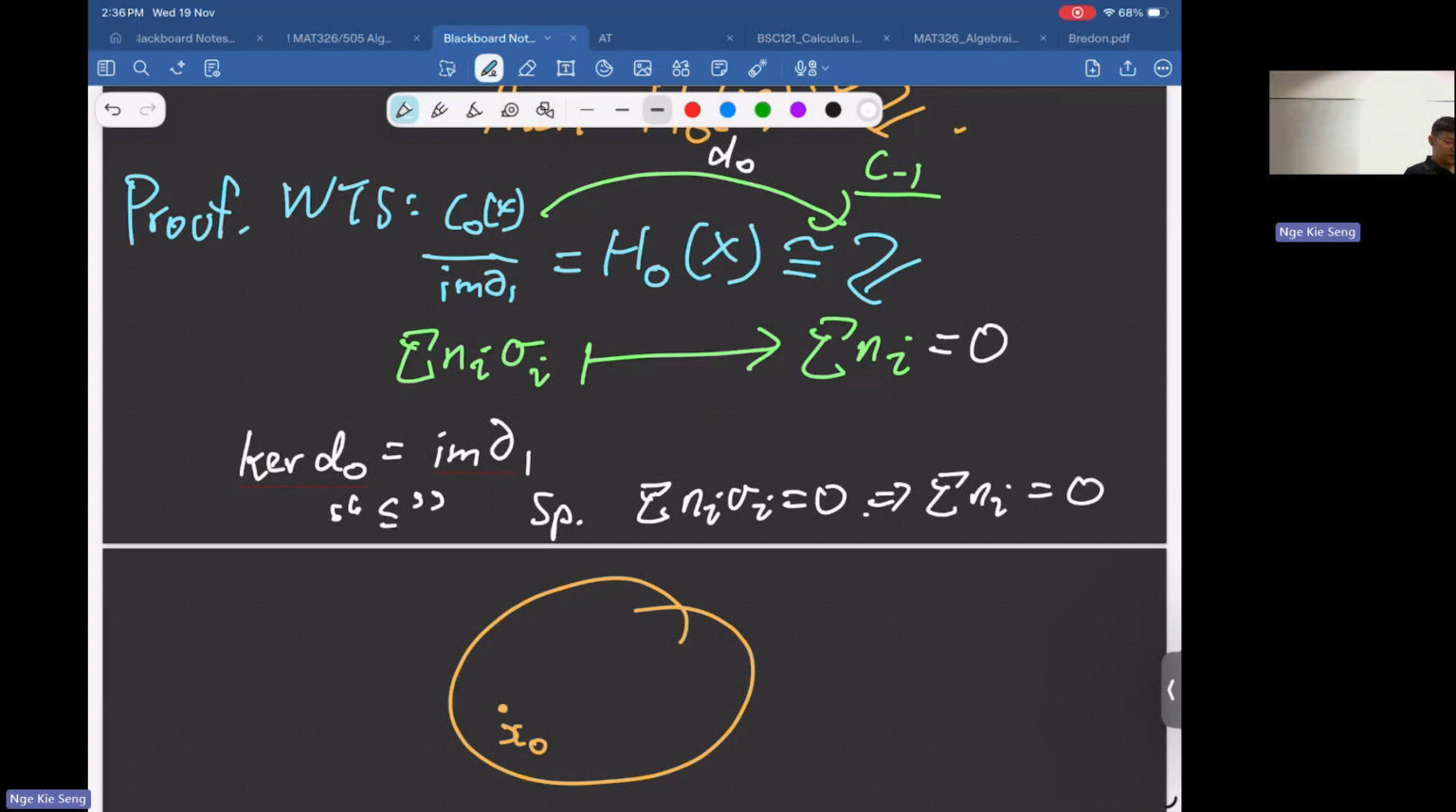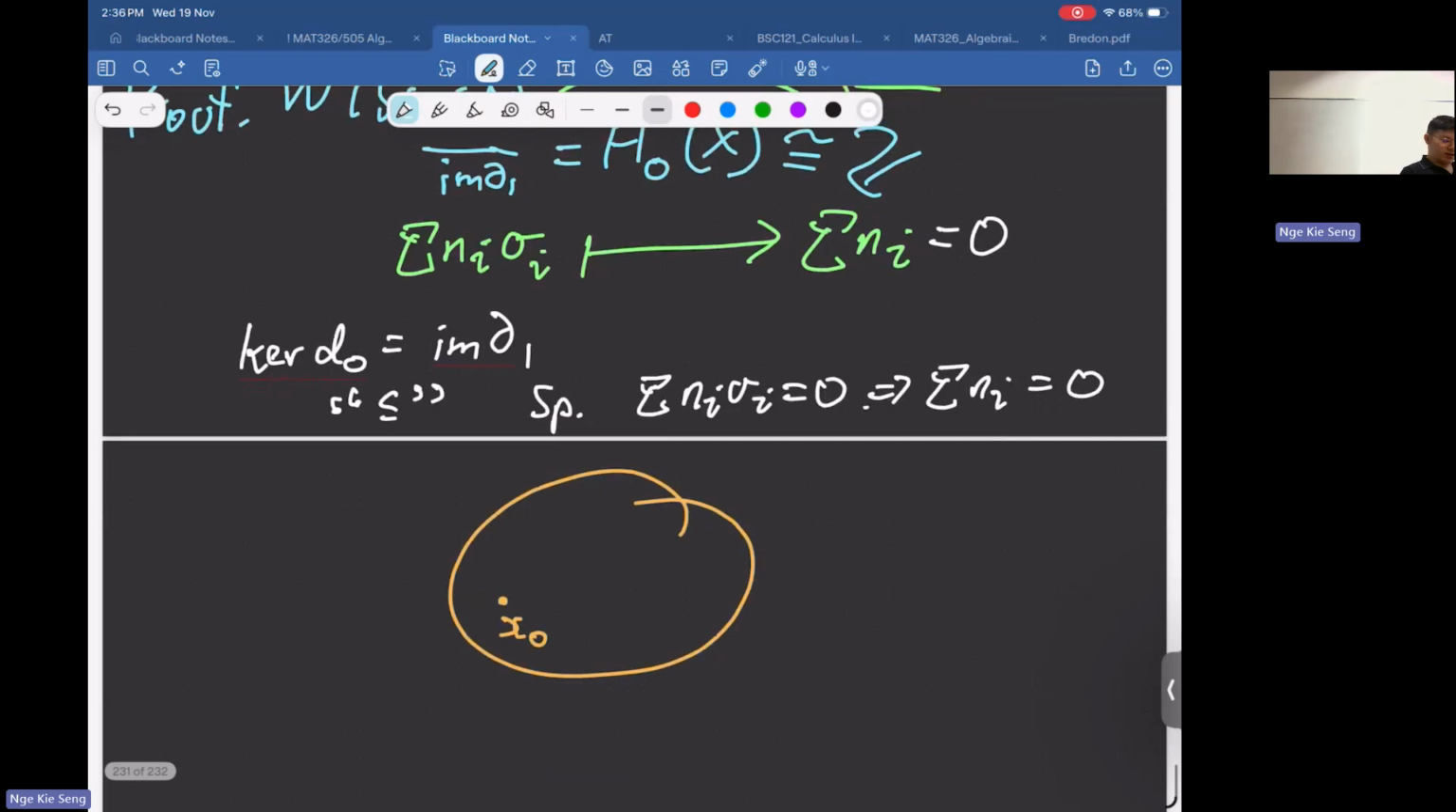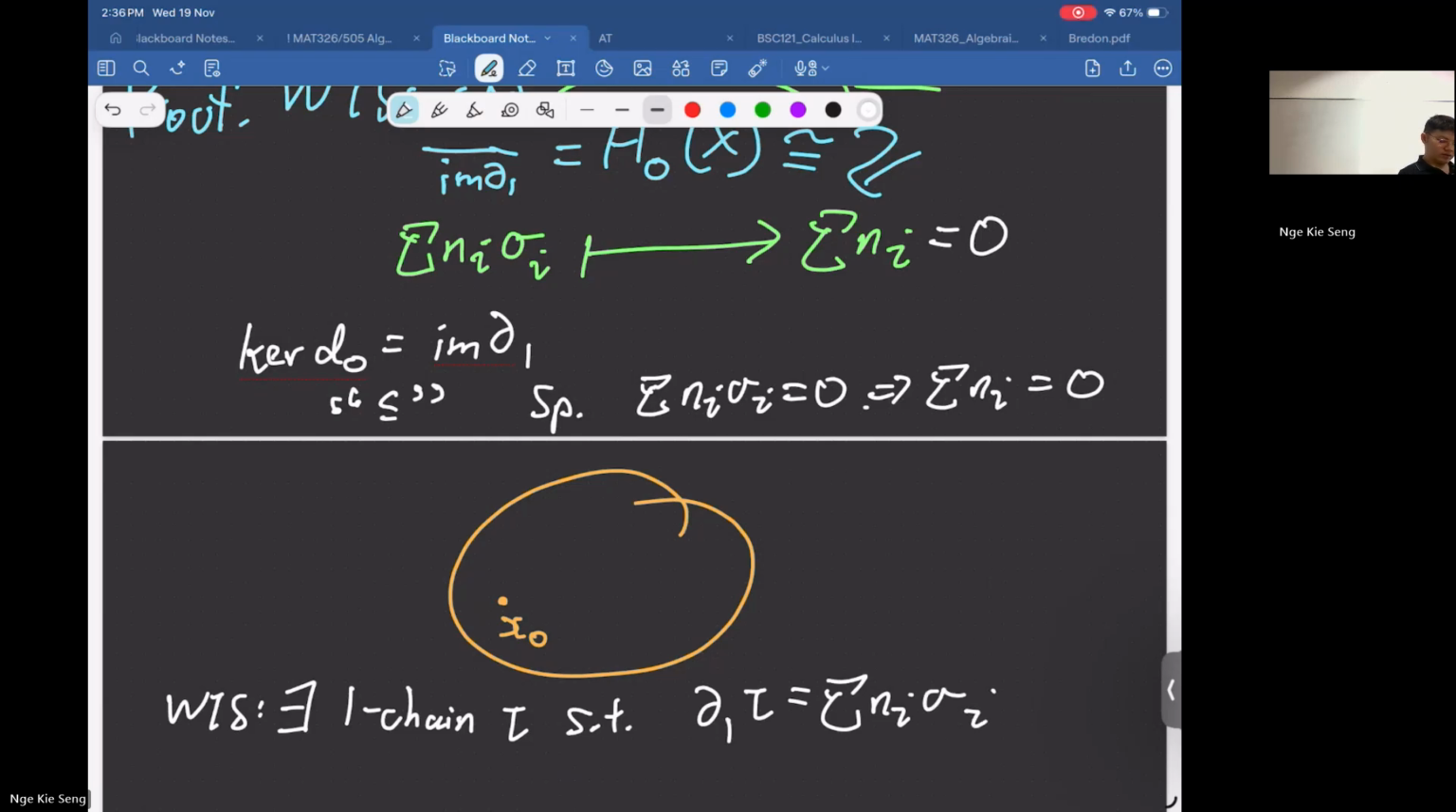So what you want to show is that there exists a one chain tau such that boundary 1 of tau is equal to this 0 chain here. This is what you want to show. We want to find this tau. So how to find this tau?